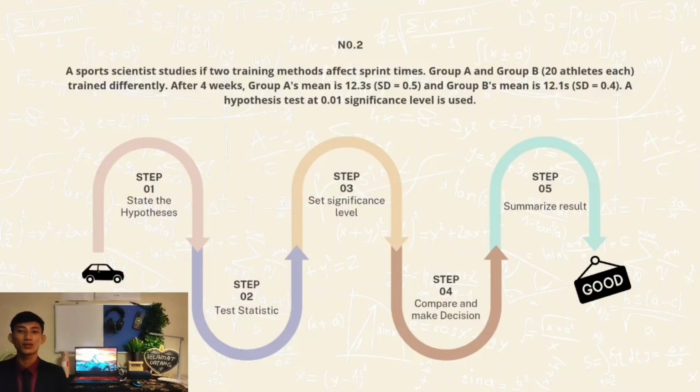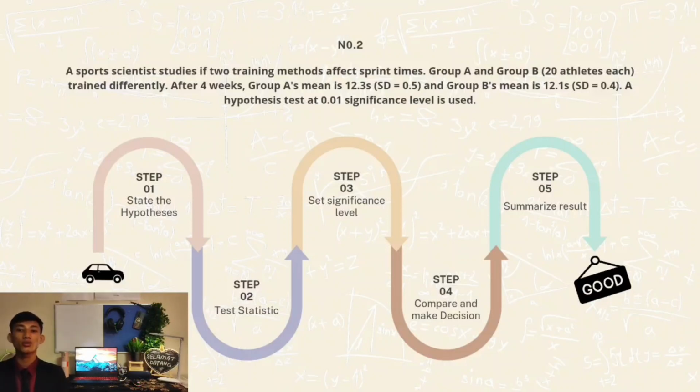To test this, we use the independent two-sample t-test. Why? Because we are comparing two separate groups. We don't know the population standard deviation, only the sample ones, and the sample size is moderate. Our null hypothesis, H0, says there is no difference. Both training methods are equally effective. Our alternative hypothesis, H1, says there is a difference. One method might be more effective than the other.